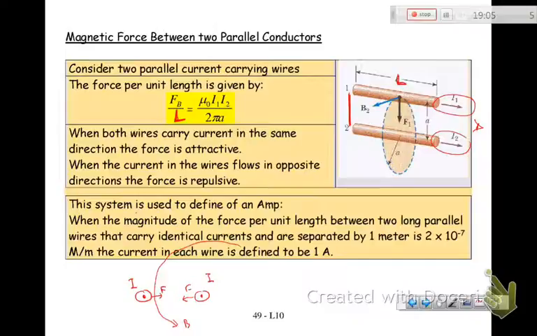And it makes sense. If I double my current in one of the wires, I have twice the magnetic field, so I expect twice the force. If I double the current in the other one, I expect the same thing. It's an inverse relationship. As I double my distance, I only get half the force per unit length.